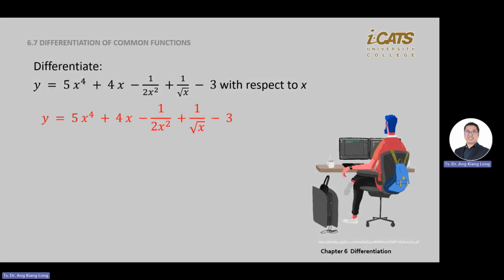Okay, so I'll just show you the steps. Stop me if you're not able to understand. You're given a function y equals 5x^4 plus x, plus 1/2 x squared plus 1 over square root x minus 3, with respect to x. It asks you to differentiate. So you write the equation, then you differentiate each one of them.